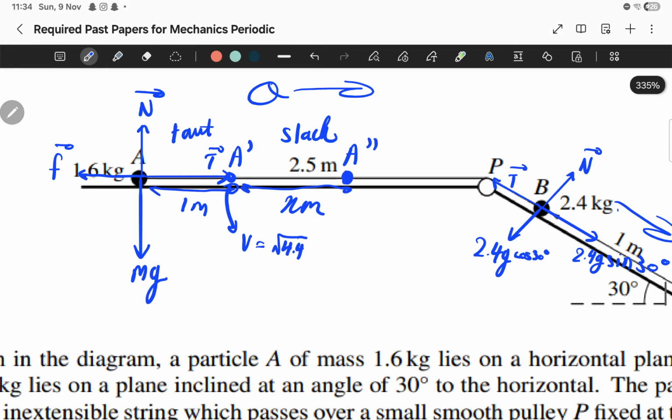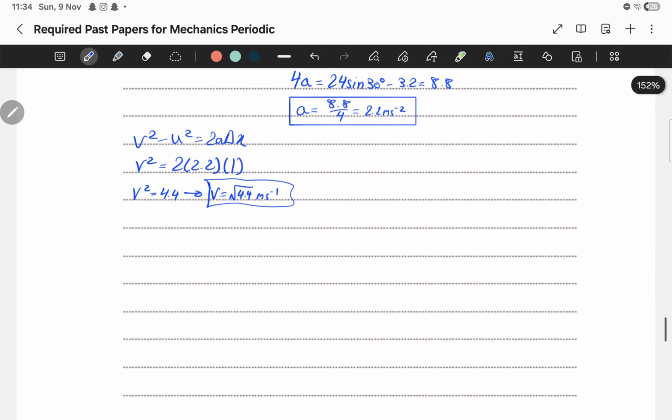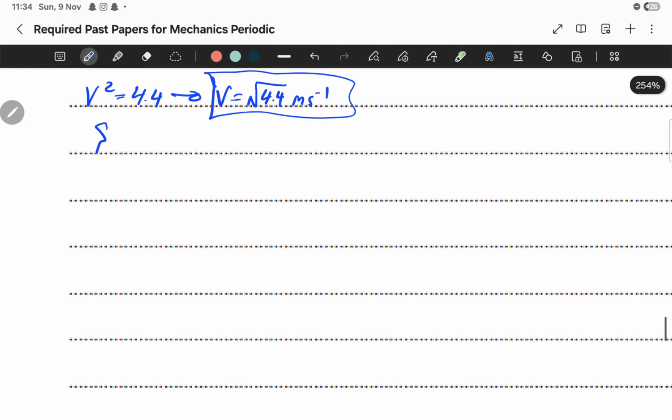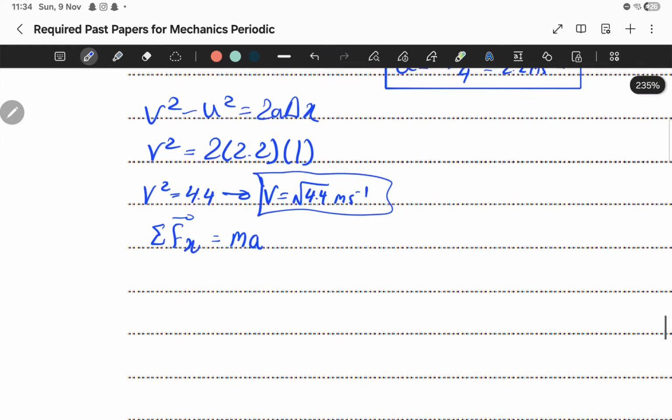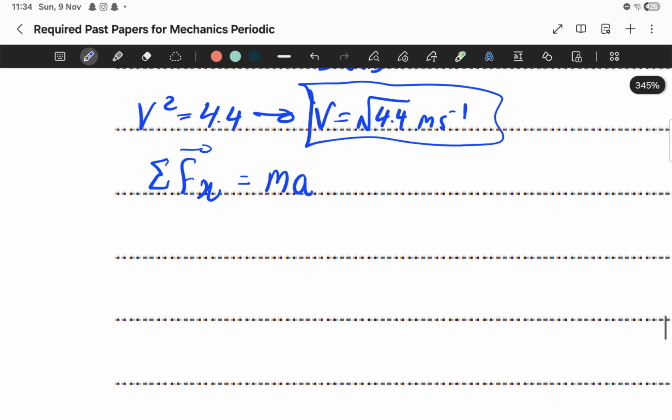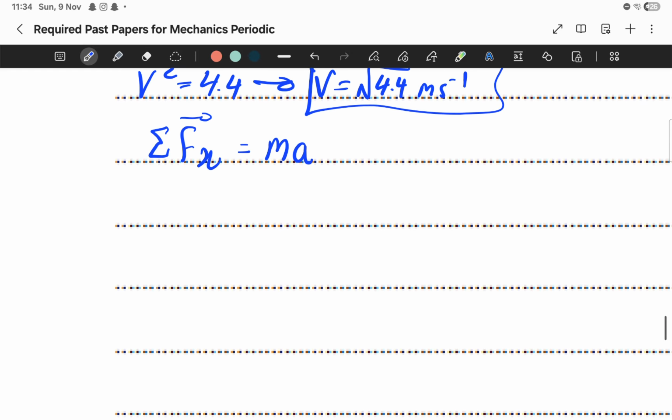Since there's no more tension, we can still write the sum of Fx. That's the most static summation I've ever written. Sum of Fx is equal to ma. Now, when the string becomes slackened, there's no longer any tension, so there's only the friction force. So negative 3.2 equals ma. M is 2.4, 1.6.